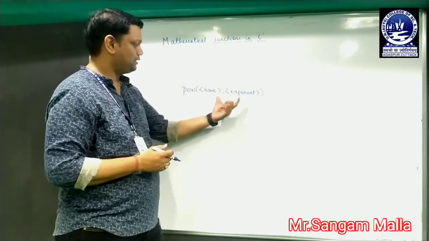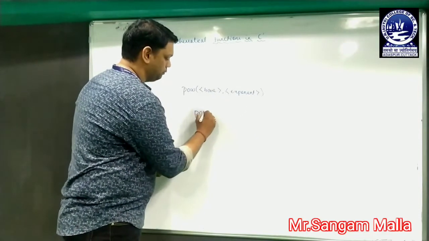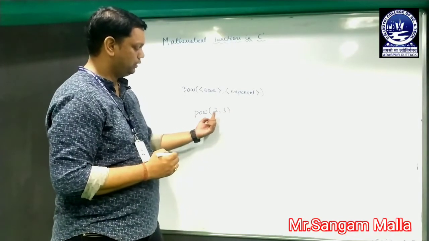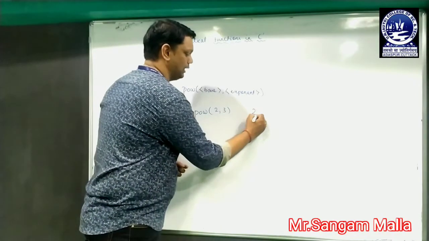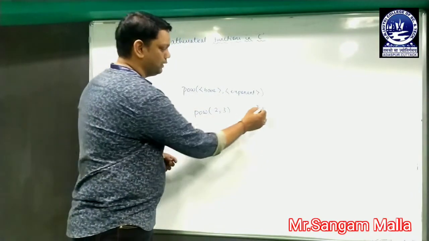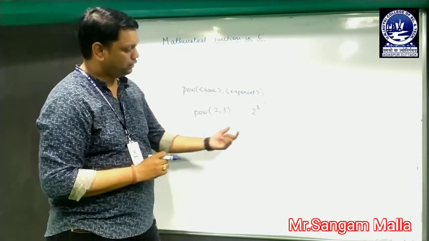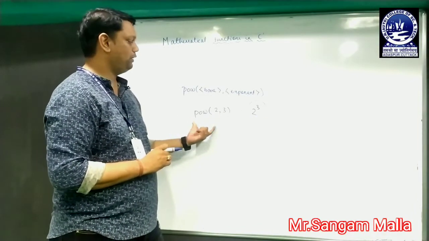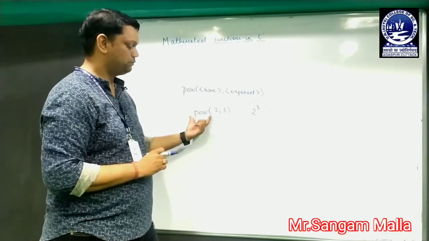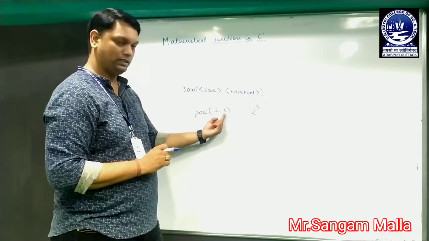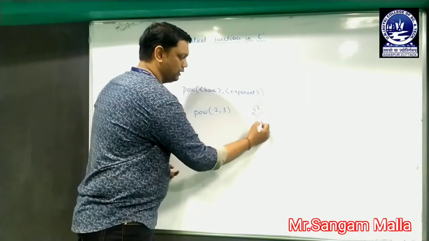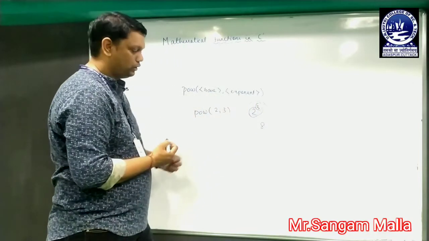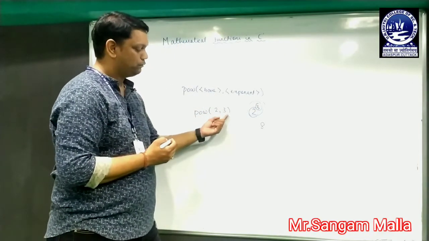So pow takes two arguments. I will write pow, let's say 2, 3. That means it will calculate the exponent 3 of base 2. If I have to calculate 2 to the power 3, we cannot write it using the keyboard. So in order to calculate it, we have to use a predefined function of the math.h header file, that is pow. So whenever I write 2, 3, that will calculate 2 to the power 3, that is 8. This is the base and this is the exponent. So first we have to specify the base and then give the exponent.